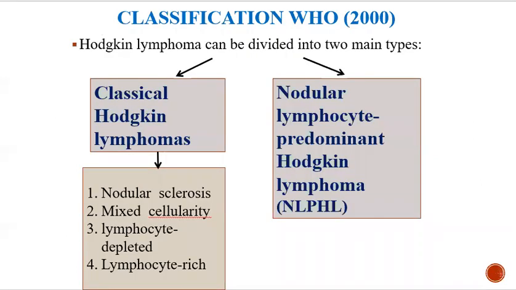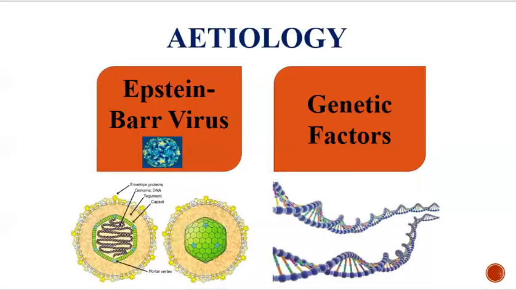Under the term Hodgkin lymphoma are recognized two clinically and biologically different entities: classical Hodgkin lymphoma, of which there are four histological types, and non-classical Hodgkin lymphoma, which includes the entirety of nodular lymphocyte-predominant Hodgkin lymphoma. Classical Hodgkin lymphoma includes four classes: nodular sclerosis, mixed cellularity, lymphocyte-depleted, and lymphocyte-rich types of lymphoma.